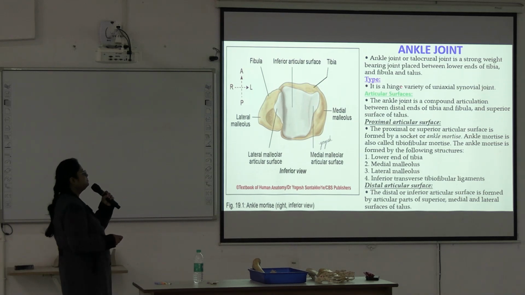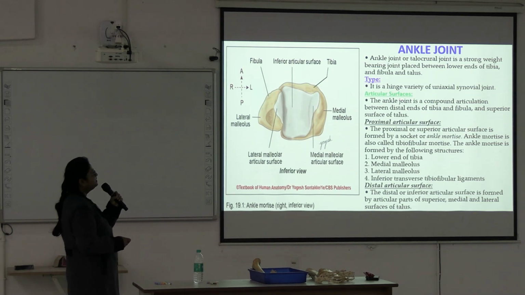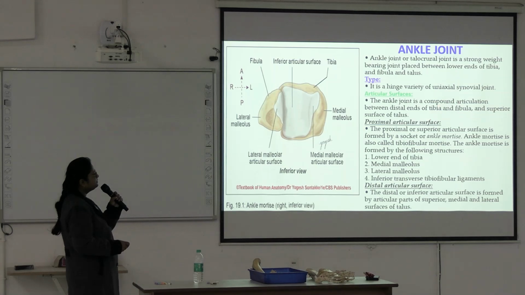What is the type of joint? It is a hinge variety of uniaxial synovial joint. Articular surfaces: ankle joint is a compound articulation between the distal end of the tibia and fibula and the superior surface of the talus. Okay. So, this is the proximal articular surface, tibia and fibula, and the distal articular surface is talus.